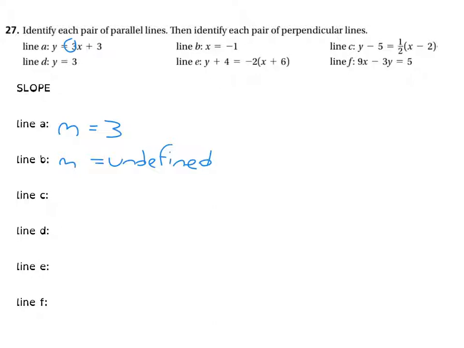Let's continue. Line C, we can see the slope written right there in point slope form. That has a slope of 1/2. And line D, let's take a look at D. I'm going to do this sketch again. We have a line that is going to cross the y-axis at 3. It's one of these special lines. It's either perfectly horizontal or perfectly vertical. Well, since it's crossing the y-axis like that at 3, it must be horizontal, meaning a slope of 0. So line D has a slope of 0.